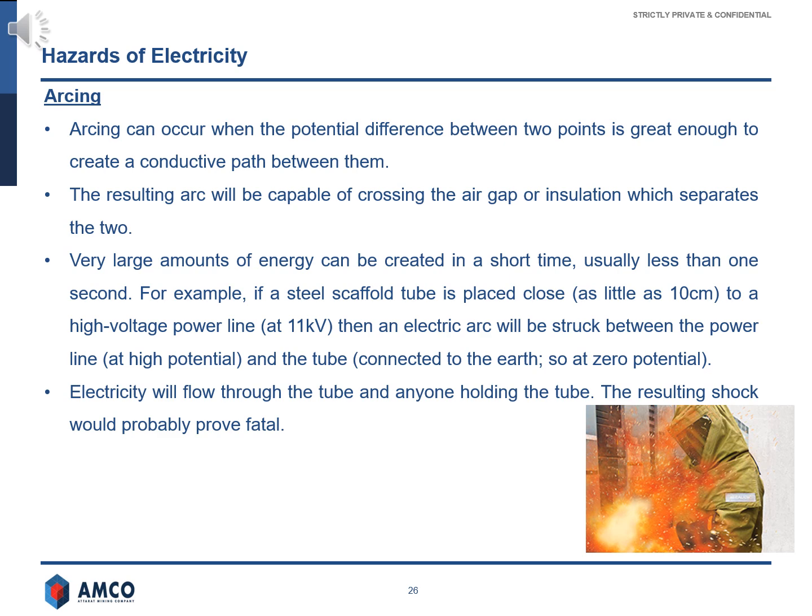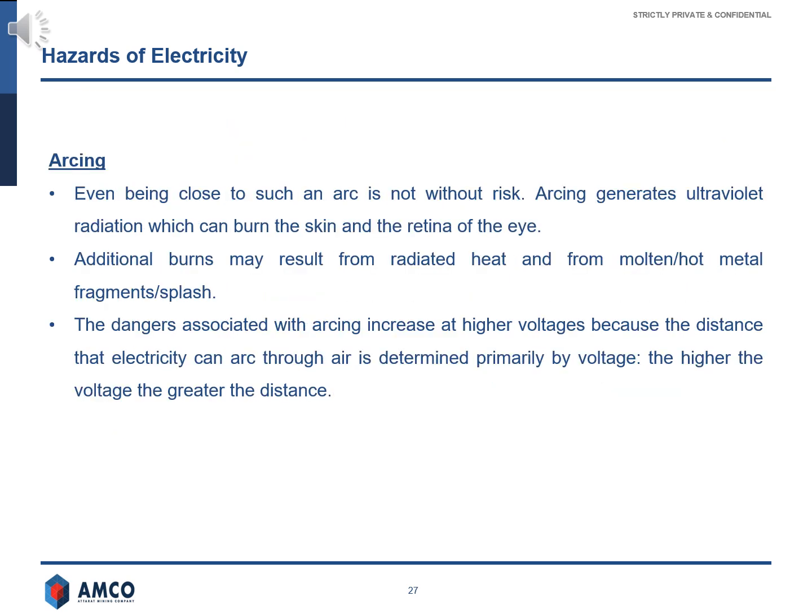For example, if a steel scaffold tube is placed close, as little as 10 centimeters, to a high-voltage power line, at 11 kV, then an electric arc will be struck between the power line, at high potential, and the tube, connected to the earth, so at zero potential. Electricity will flow through the tube and anyone holding the tube. The resulting shock would probably prove fatal. Even being close to such an arc is not without risk.